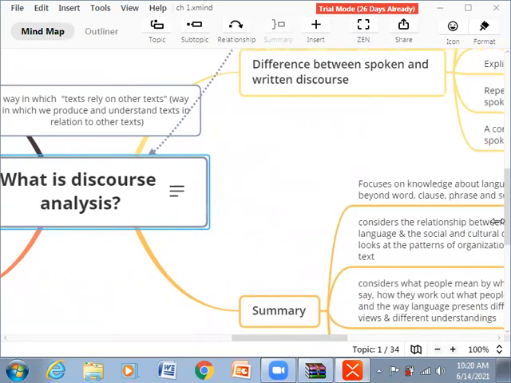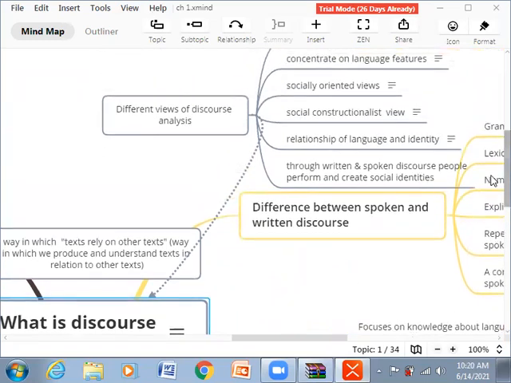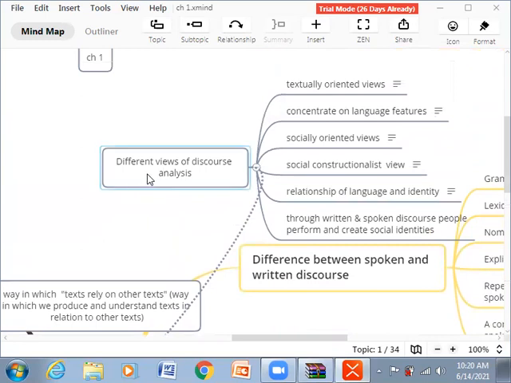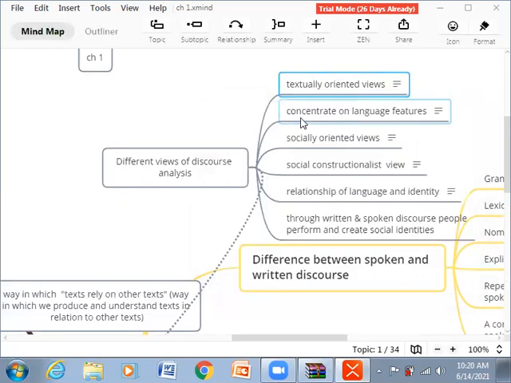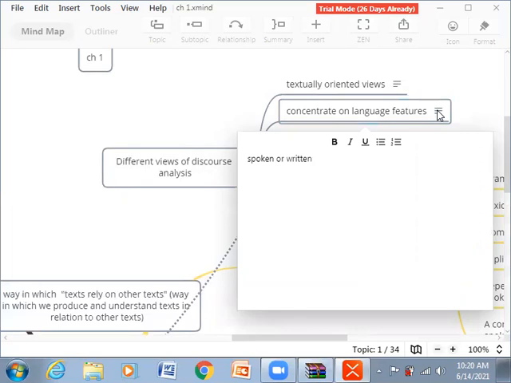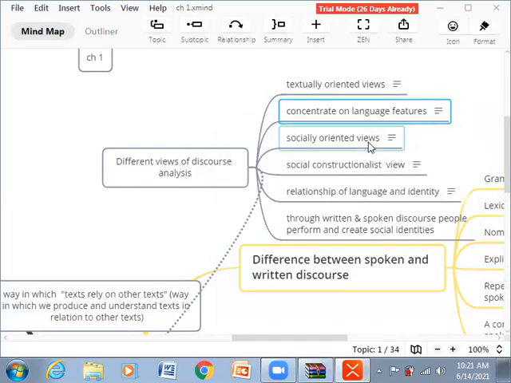So let's go for subtopics. The first topic is different views of discourse analysis. Here in this topic, it is discussed that textually oriented views have more of a social theoretical orientation, social meaning and function. That discourse is related to social meanings and functions, and concentrates on language features. It means that the discourse focuses on language features. Language features here means whether it is spoken or written.